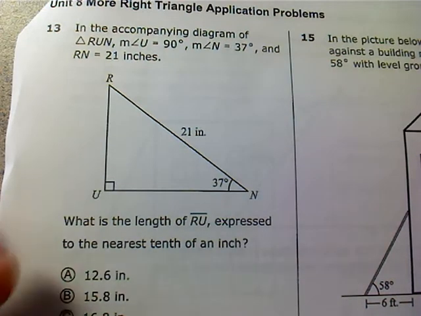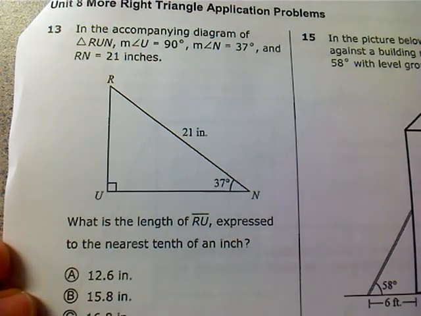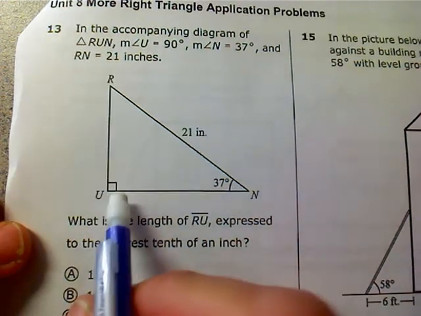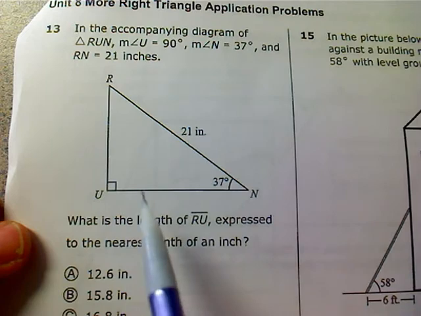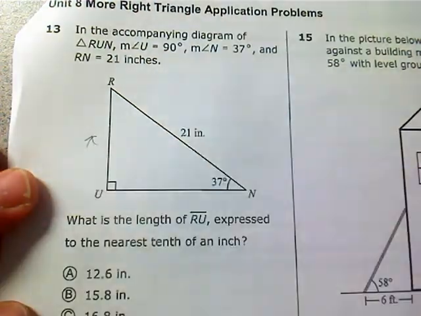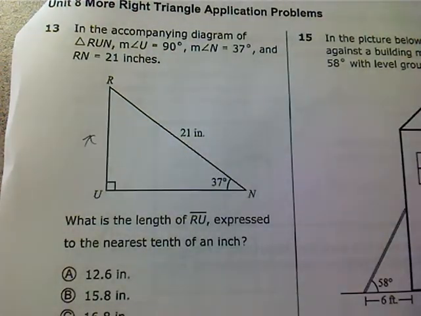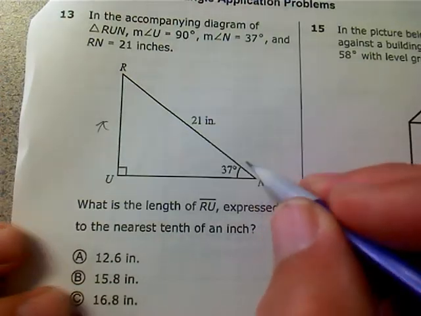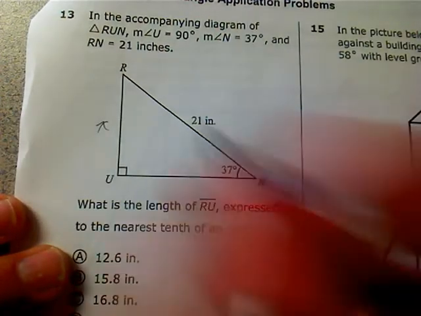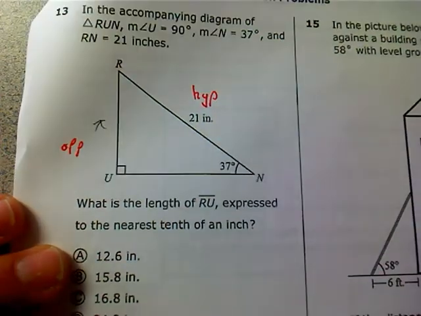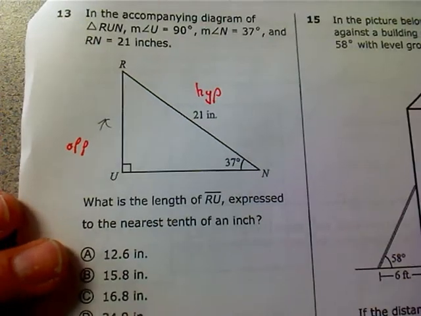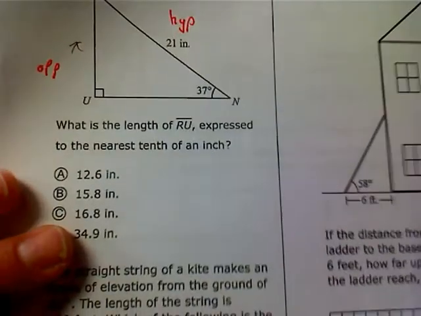Okay, now number 13. In the accompanying diagram of triangle RUN, we've got a 90-degree angle here, a 37-degree angle here, and I know this is 21. What is the length of RU to the nearest tenth of an inch? Well, from this reference angle, this side over here is the opposite side, and this side is the hypotenuse.